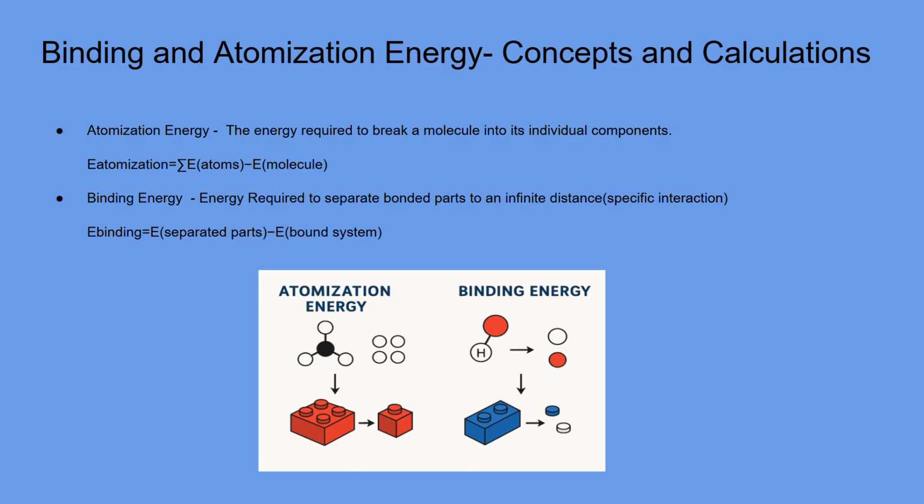There are two types of energies that help describe how molecules behave. Atomization energy tells us how much energy it takes to completely break a molecule into its individual atoms. Binding energy tells us how strongly two parts of a system are attached. For example, if a drug binds tightly to a carrier, it means a lot of energy would be needed to separate them. By calculating these energies, we can measure how stable and strong molecular interactions are.